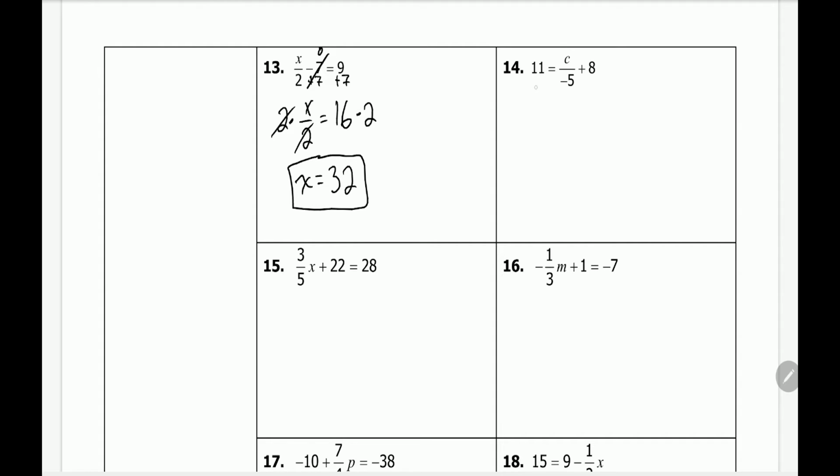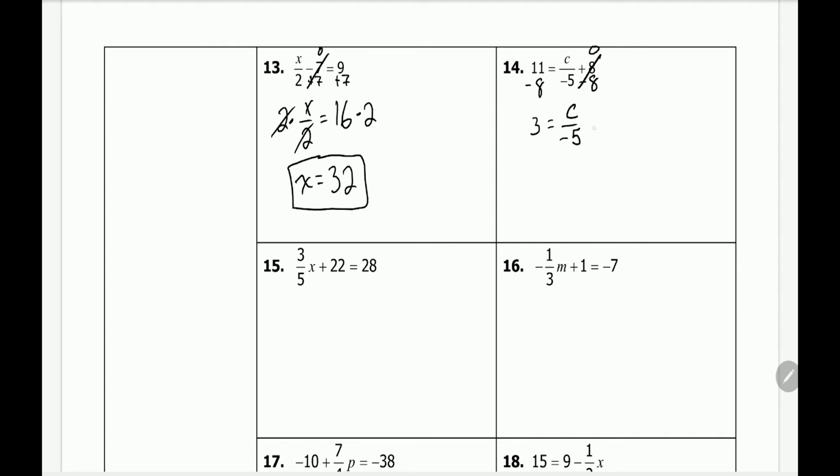Number 14. We have 11 is equal to c divided by negative 5 plus 8. First thing we have to get rid of is the plus 8. So we have to subtract 8 from both sides. 11 minus 8 is going to be 3 is equal to c over negative 5, because these 8's cancel.